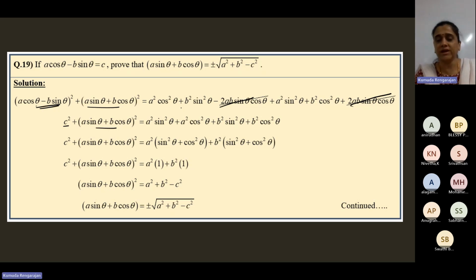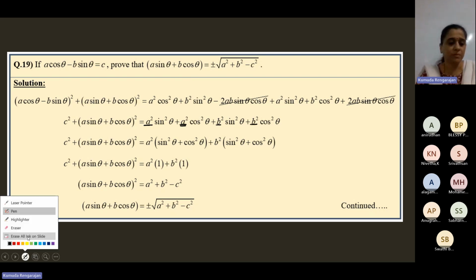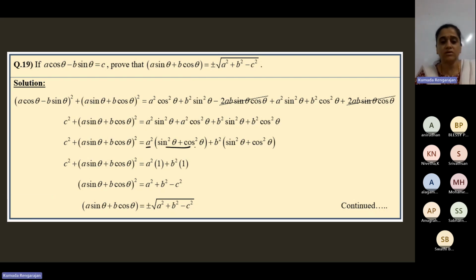And now you can group using any criteria. So we have these 2 terms with cos square theta, these 2 terms with sine square theta. You can group like that, or you can group these 2 terms which have A square and these 2 terms which have B square. Any criteria you can use to group, okay? So I have grouped using this criteria. A square is common between these 2 terms, B square is common between these 2 terms. So A square common, sine square theta plus cos square theta in the bracket. And then B square common, sine square theta plus cos square theta. So this is one by the identity. A square into 1 is A square, B square into 1 is B square. Then this C square, no? So you can see the result here.